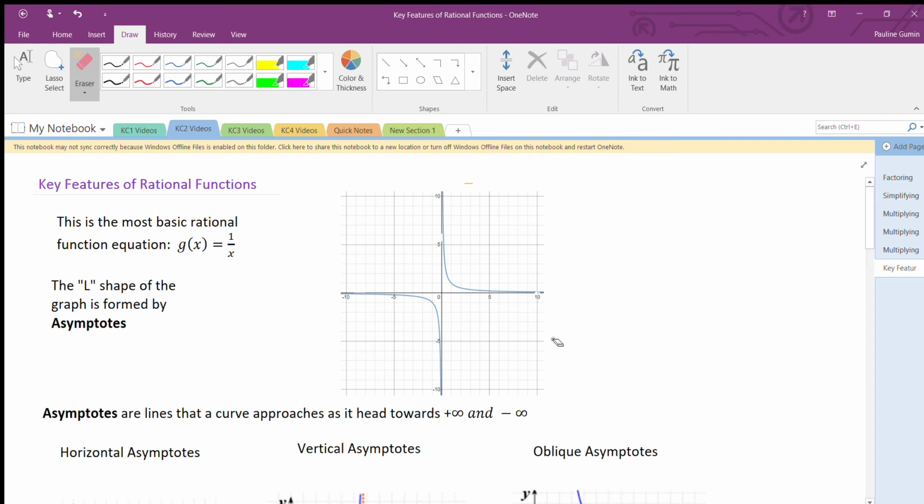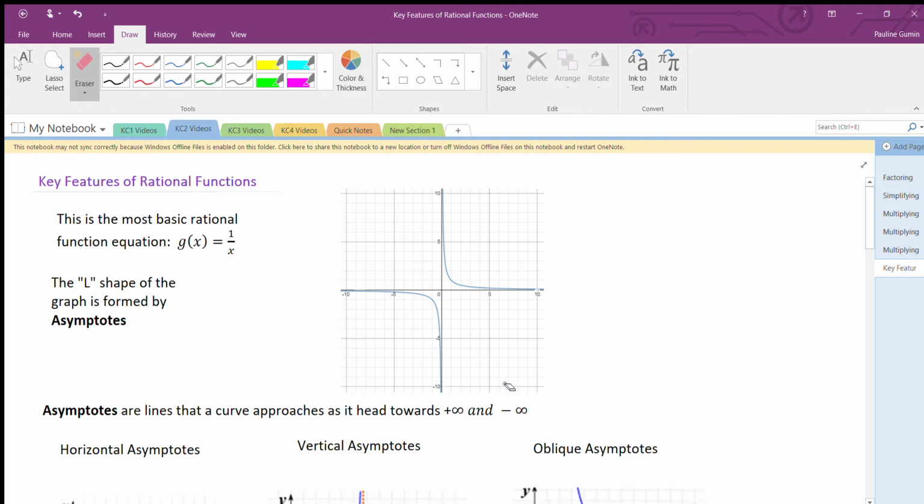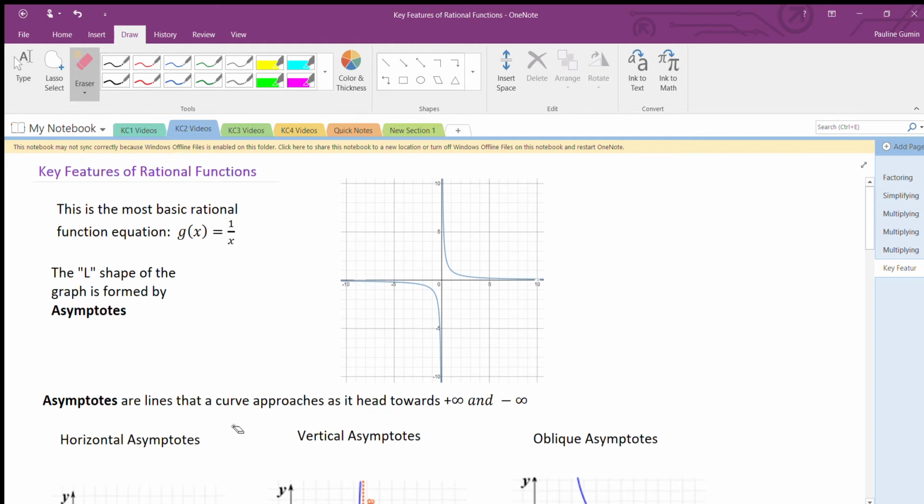Hello, and welcome to a little lesson about vertical and horizontal asymptotes in rational functions. So, the first thing we need to look at is what in the heck are asymptotes? Asymptotes are lines that a curve will approach when it heads towards positive or negative infinity. These asymptotes are causing this L shape to form with our equation for the most basic rational function, g of x equals 1 over x.